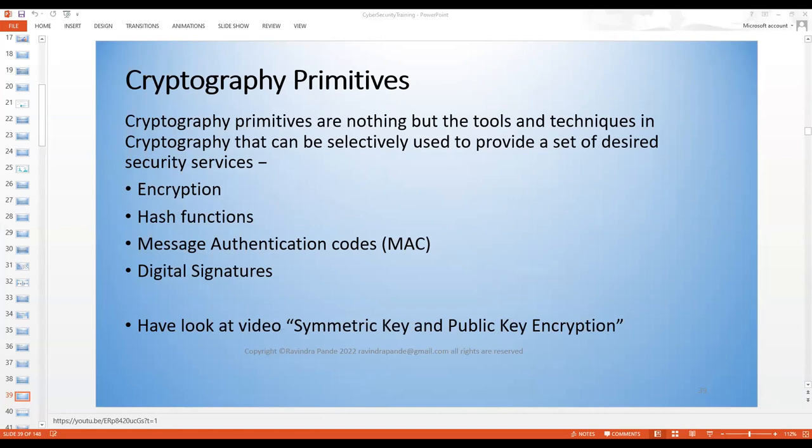Symmetric key encryption. Come on. This is challenging to see.